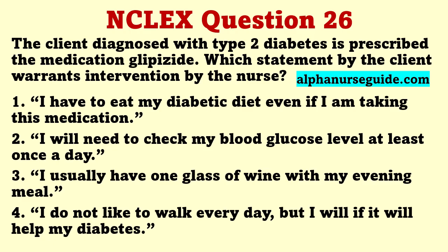The client with type 2 diabetes does not need to walk daily to keep the glucose level within normal limits. Walking 3 times a week will help control stress and help decrease weight if the client is overweight. The client with type 2 diabetes must adhere to the prescribed diet to help keep the blood glucose level within the normal range. Delaying or missing a meal can cause hypoglycemia. The statement in option 1 would not warrant intervention by the nurse. The client should check blood glucose levels to determine if the medication is effective. Therefore, the statement in option 2 would not warrant intervention by the nurse.